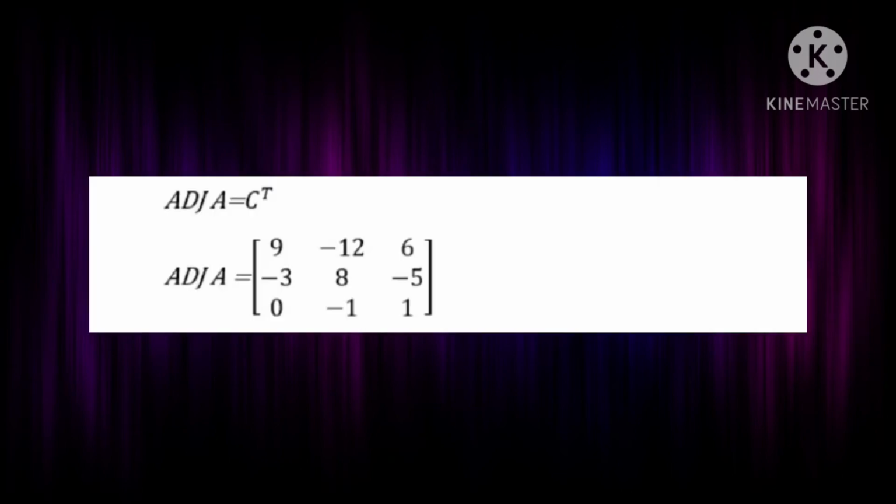Then we have to find the adjoint of A. To get the adjoint of A, we have to transpose the cofactor. So we will get 9, negative 12, 6, negative 3, 8, negative 5, 0, negative 1, and 1.